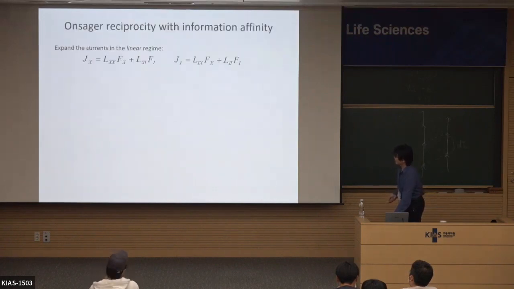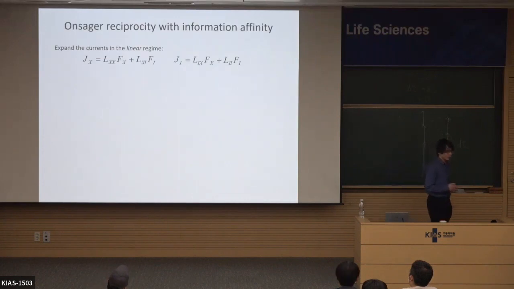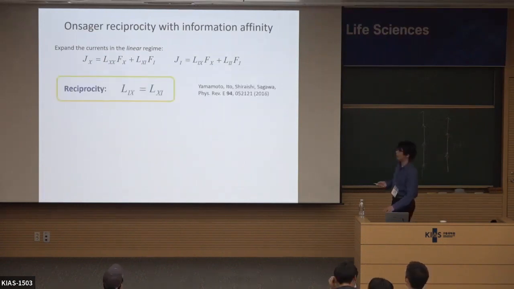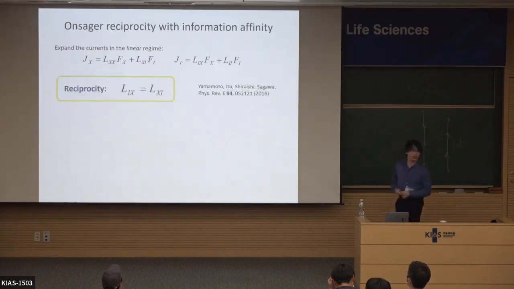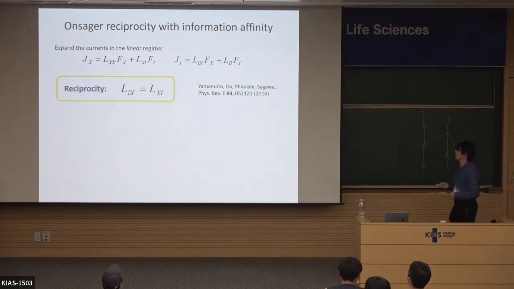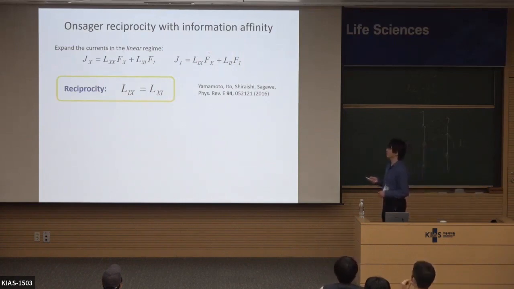So now, the next question is, how about linear response theory? This is based on our paper from already 6 years ago. So far we have talked about highly irreversible processes. But if we restrict ourselves to a linear response regime, we can define the Onsager coefficient. In standard thermodynamics, the current is expanded as a function of affinities, and that coefficient is called the Onsager coefficient.